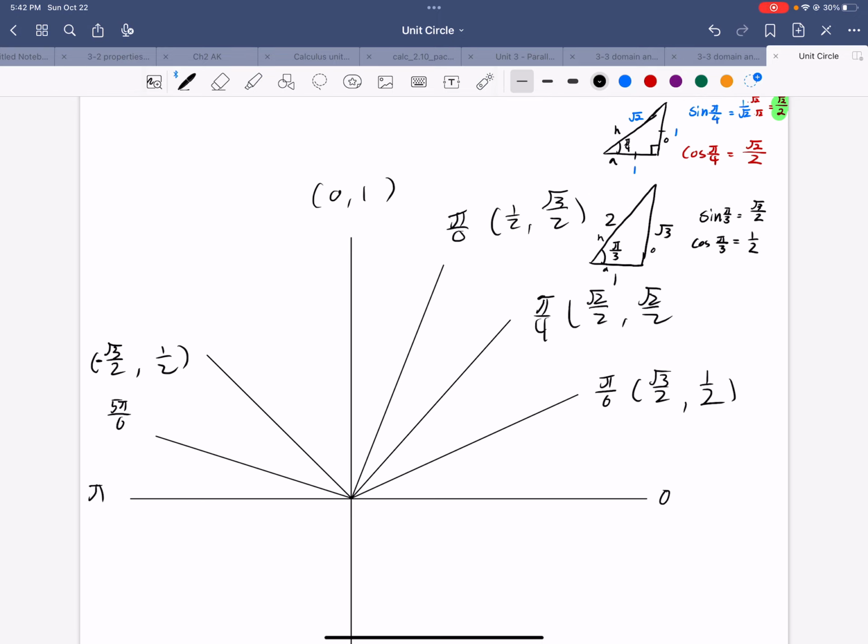Same thing for the pi over 4. It's going to be square root of 2 over 2, square root of 2 over 2. But since x is negative, I'm going to put negative here. Same thing for here, not pi over 4. So that's going to be 3 pi over 4.